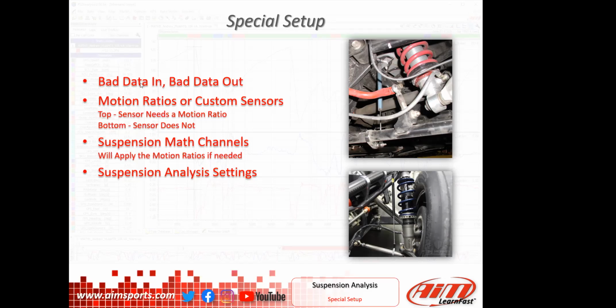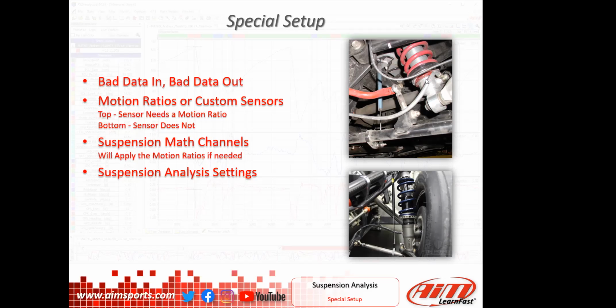So we need to make sure we understand what the motion ratio is, or we can actually do it if you're running through some bell cranks and some other things on different types of suspension. Maybe we even do it as a custom sensor because it's a rising rate or some other things. We have ways of doing that. If you have something you need to talk in detail about, get with me. This top sensor here needs a motion ratio. This sensor here is not traveling the same distance as the shock shaft over here. We need to apply that.